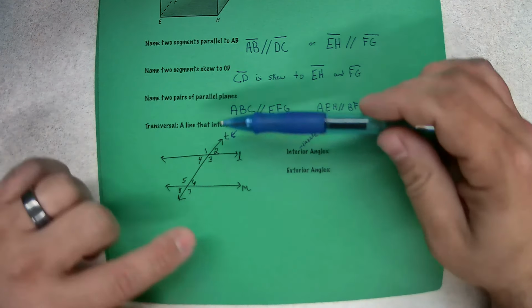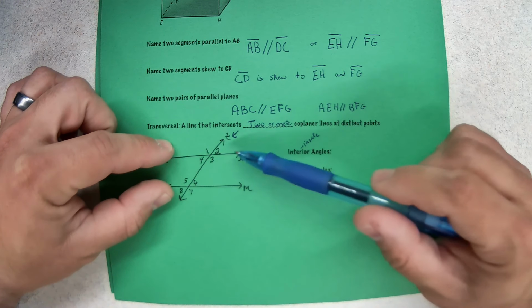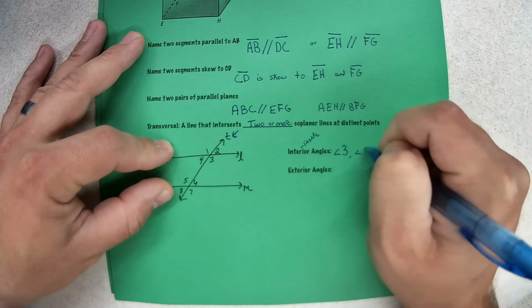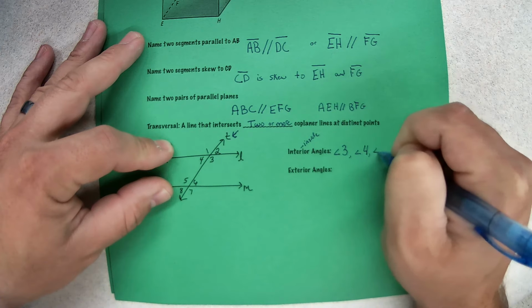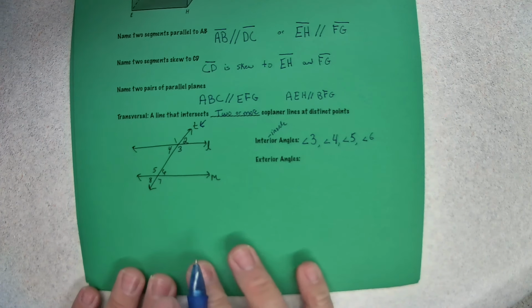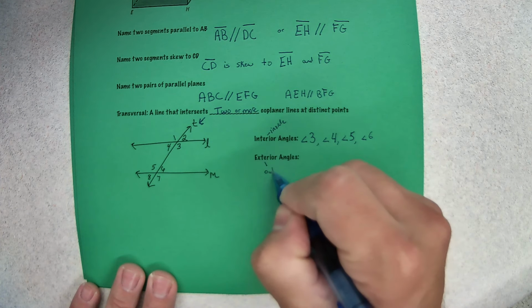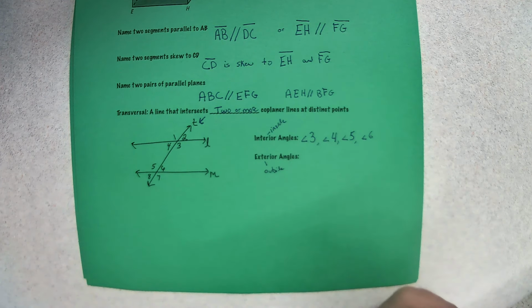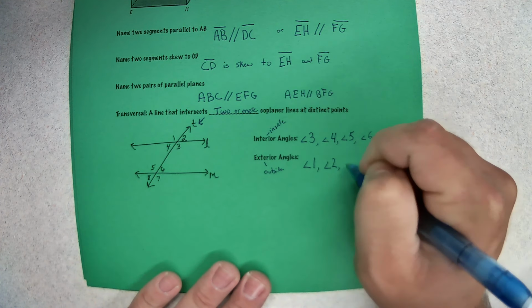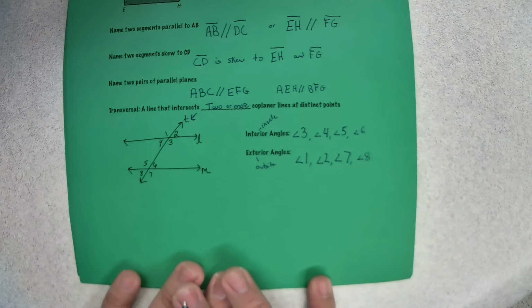So we're looking at the inside angles. I'm looking in between my 2 parallel lines. Angles 3, 4, 5, and 6 are what we would call interior angles. They're on the inside. Exterior means outside, so they're outside of the 2 parallel lines. Angles 1, 2, 7, and 8 are our exterior angles.